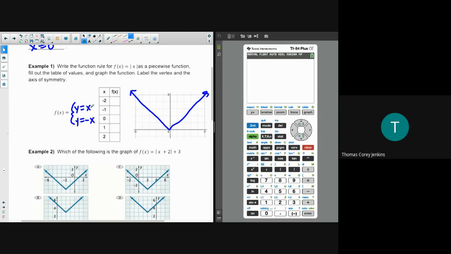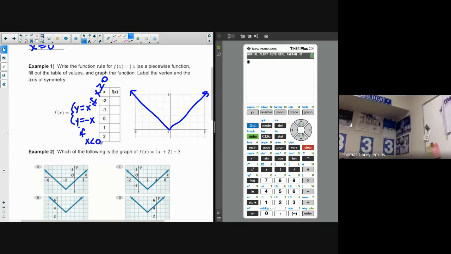So again, this part right here is, don't have much room, if x is greater than or equal to 0, and then this part right here is if x is less than 0. Okay, so anyways, as we can see, -2 goes to 2, -1 goes to 1, 0 goes to 0, 1 goes to 1, and 2 goes to 2.